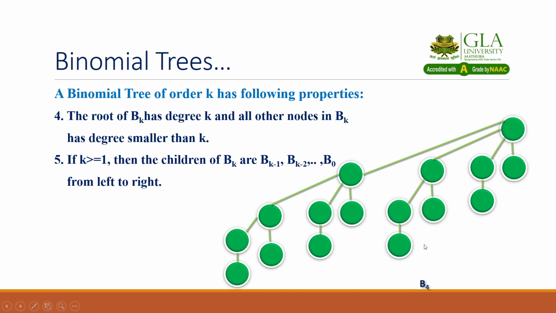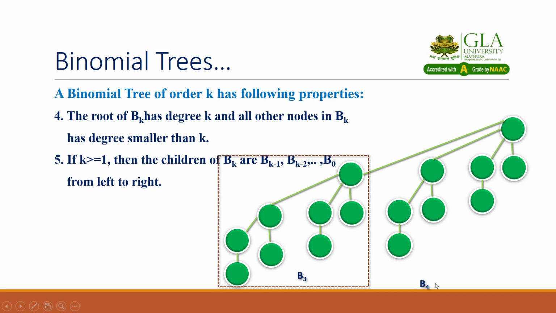Now this B4 will be constructed by B3, meaning k minus 1, B2 that is k minus 2, B1 that is k minus 3, and B0. So from left to right, this B4 will have B3, B2, B1 and B0. That is the meaning: Bk will have Bk minus 1, Bk minus 2, Bk minus 3, up to B0 from left to right. This is B3, 2 to the power 3, 8 nodes, 4 plus 4, 8.